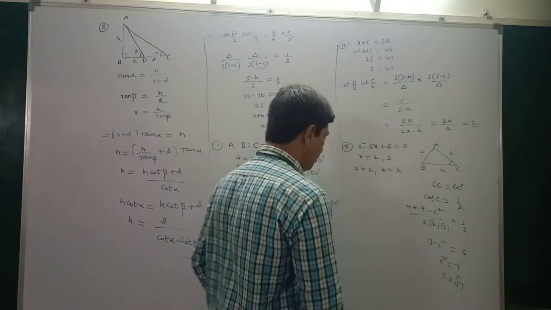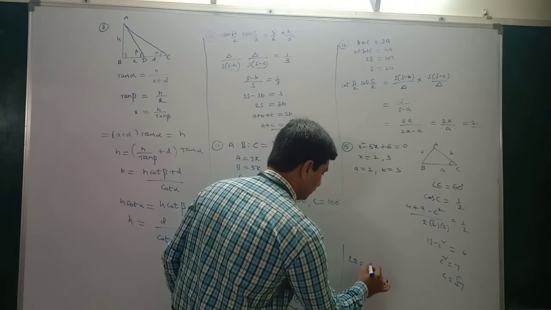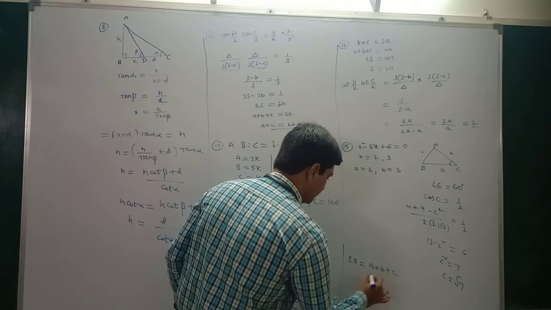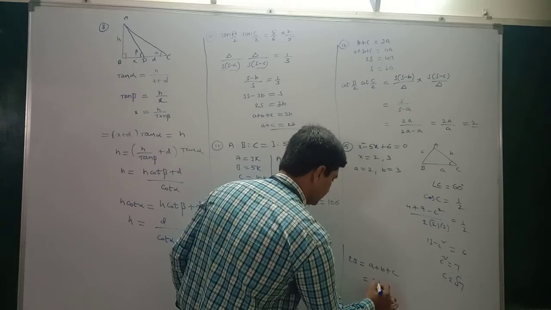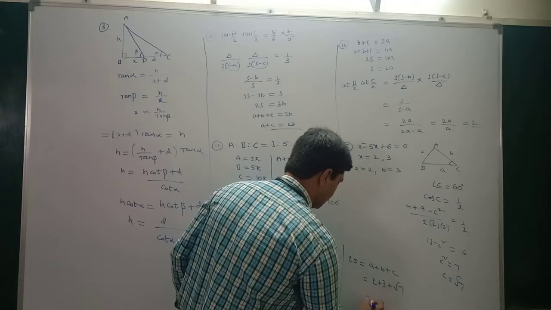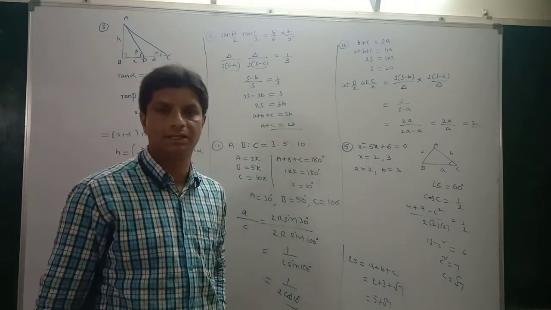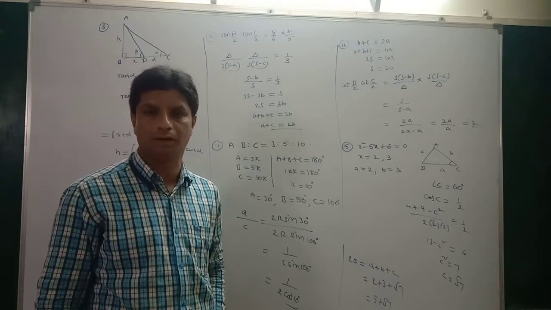What is the value of c? Root 7. What do we have to find? The perimeter of the triangle. What is the formula for perimeter? 2s equal to a plus b plus c. Already we got a. This is 2 plus 3 plus, b means 3, c means root 7 we got. So the final answer is 5 plus root 7. So this is problem number 12.